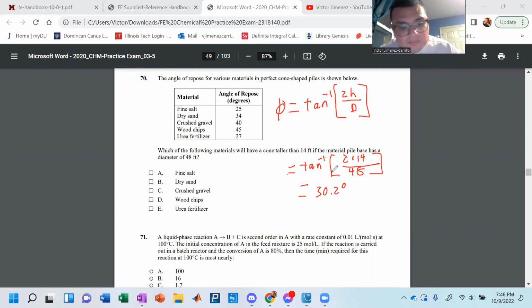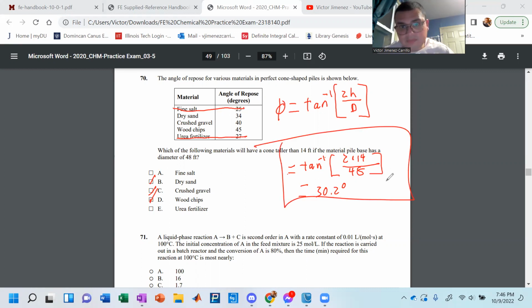Now, anything greater than 30.2 degrees will have a cone taller than 14 feet. And that will not be this, not this. So dry sand, crushed gravel, wood chips all have a cone taller than 14 feet based on this equation, because all of those angles are greater than 30.2.